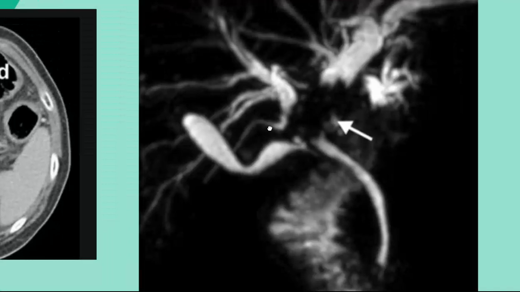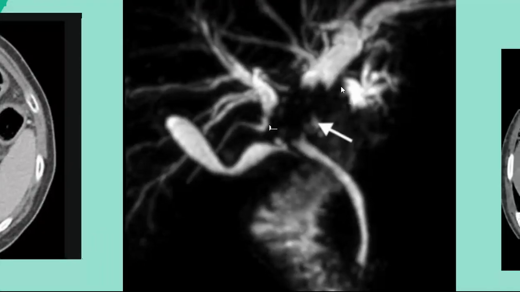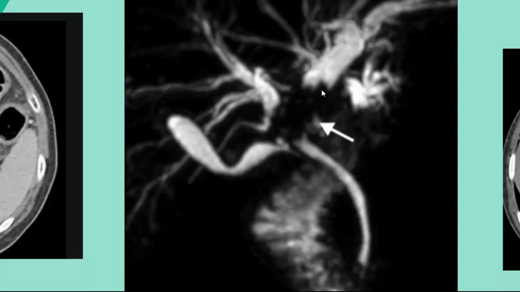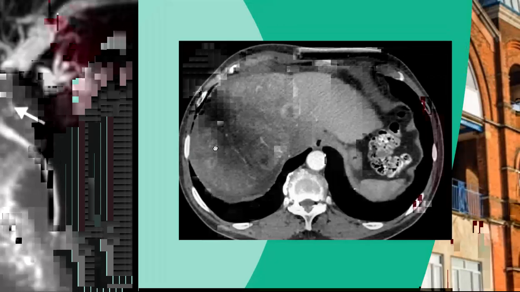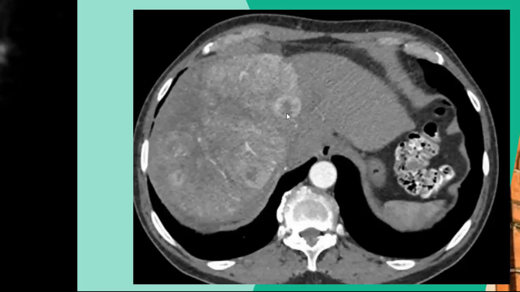Here is a Klatskin tumour. It's a filling defect tumour on an MRCP obstructing the left and right ducts at their confluence, and here we see the distal CBD, completely fine, normal calibre, not obstructed. Here is a hepatocellular carcinoma, a very large enhancing mass occupying almost the entire right lobe of the liver.